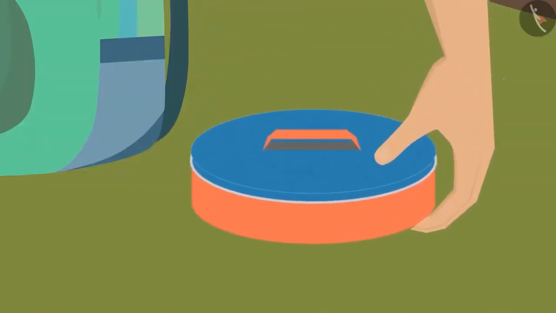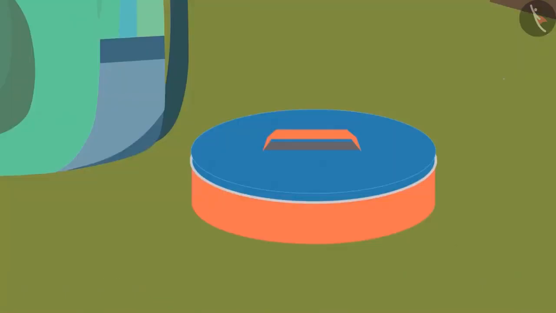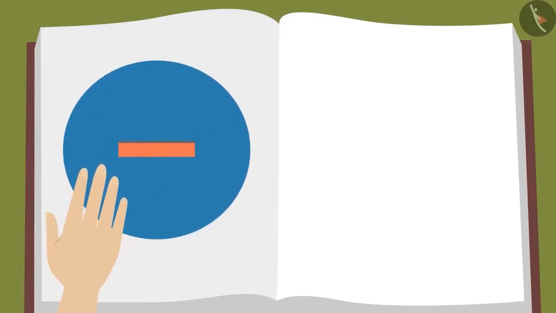Why have you taken out this tiffin box? I will tell you, but first you tell me, what is the shape of this tiffin box? This tiffin box is round. Yes. Now I'll keep this on a paper.